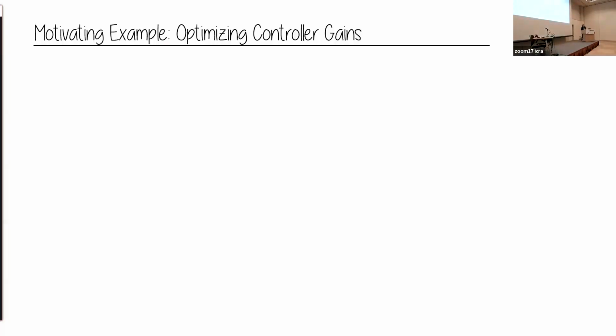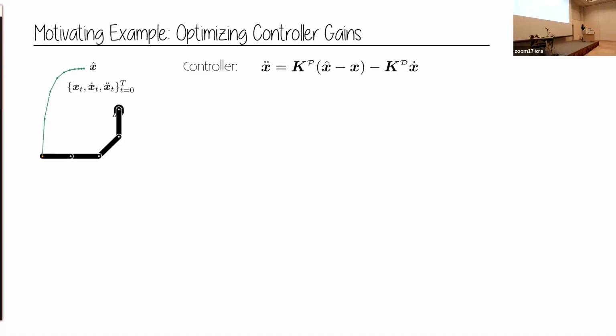Okay, so let me start with a motivating example. Let's say you have a robot, you observe a trajectory given by that robot, you observe position, velocity, acceleration, and you would like to design a controller such that the robot reproduces the observed trajectory. Here we have a controller which is based on impedance. You have a stiffness which multiplies the difference between the target position x hat and the position in which your robot is, and then you have a damping gain kd, which is multiplied by the velocity, right?